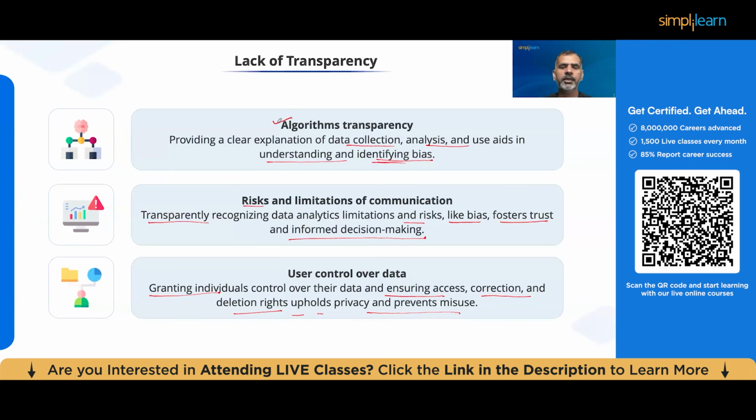Your algorithm should be very transparent in terms of how the data was collected, whether there is any bias in the data or not, and what the limitations or risks involved with the communication are. That should also be very clear. And finally, you should give the control to the user, so that if he is not interested, he can erase the data, modify the data, or alter the data. It is not like once the data is collected, the user has no rights or no control over the data.